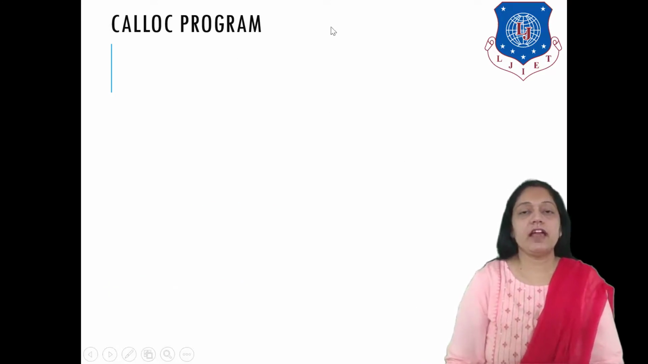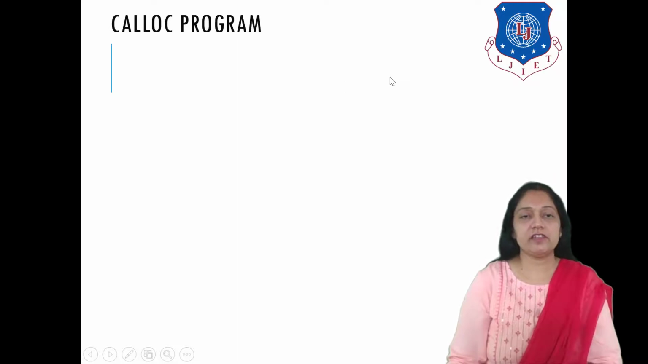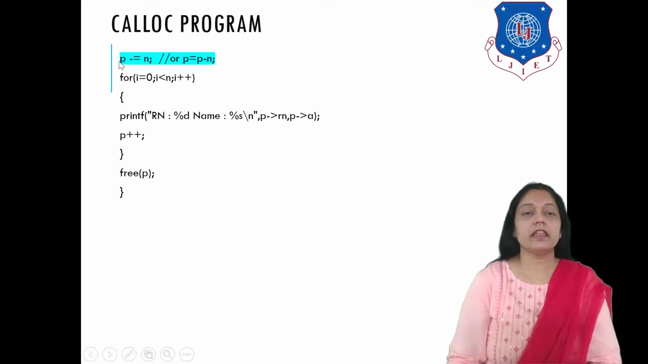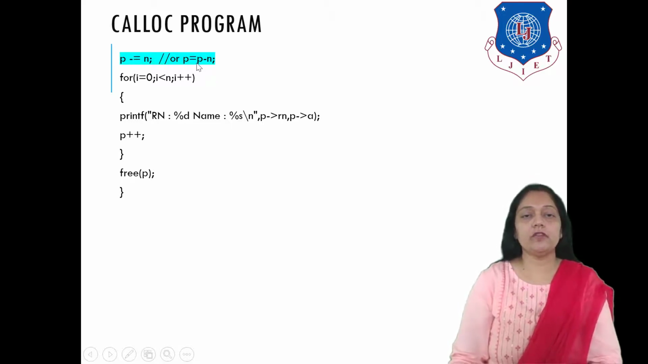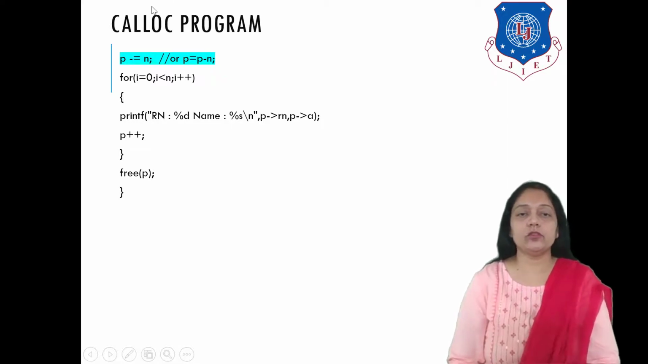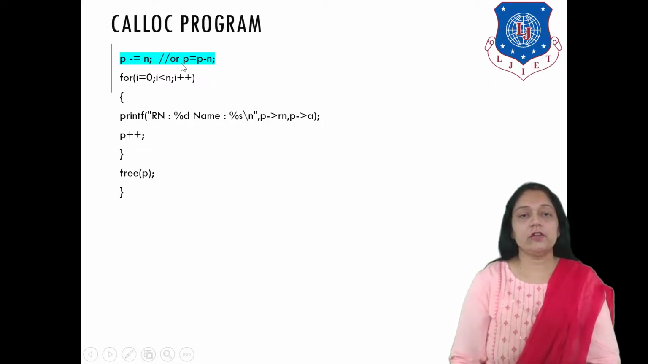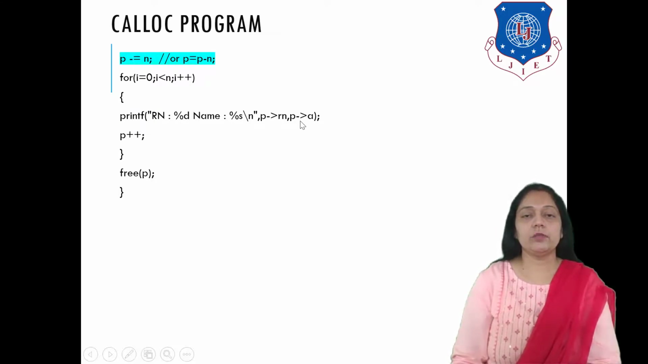If I want to display the values of roll number and name of each and every student, then what I'll do is first take the pointer back to the first location of the memory allocated. For that, I'll use the subtraction operator, that is P minus equal to n, or you can write P equal to P minus n, meaning taking the pointer back to the first location of the allocated memory. Again, take a for loop, use the printf statements, P arrow roll number, P arrow A for displaying the values of roll number and name, and increment the pointer for going to the next block. Do this for n number of times.